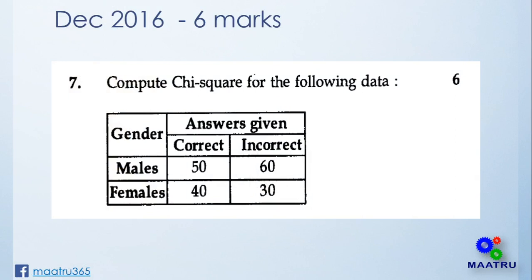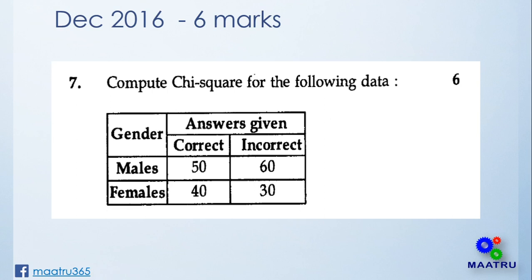This is the sum, December 2016. Compute chi-square for the following data. Data is given in two categories, males and females, and answers given correct, incorrect, and numbers are given accordingly.